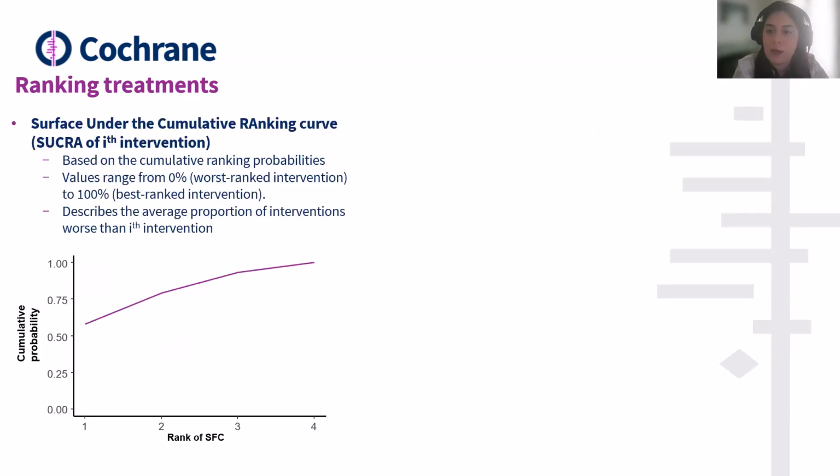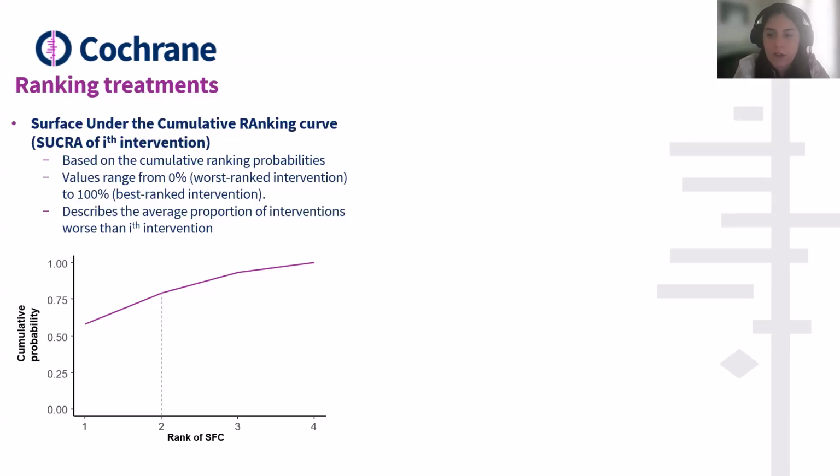We also have 2 more ranking metric options widely used, and these are the SUCRA values and the P-scores. Both of them provide a single metric that reflects how effective or safe a treatment is relative to all others of the network. SUCRAs are calculated from the cumulative ranking curve. This curve is constructed using the probability that a treatment ranks at or below its possible rank. This point, for example, is the probability of SFC ranking first or second.